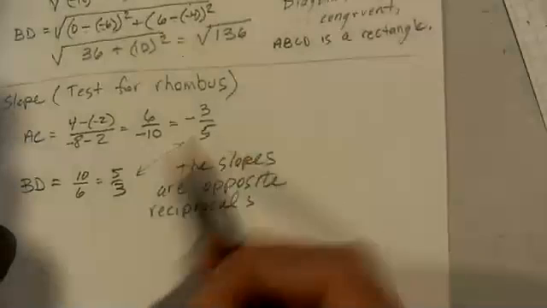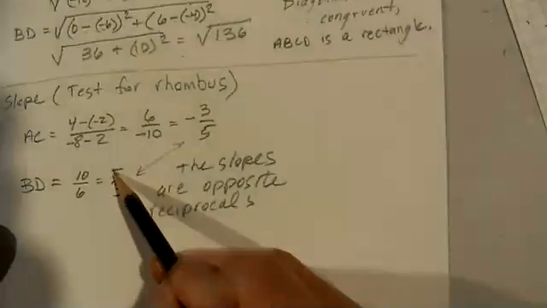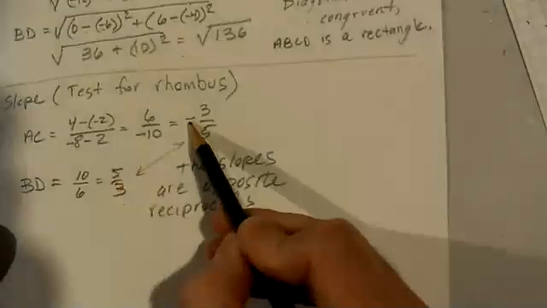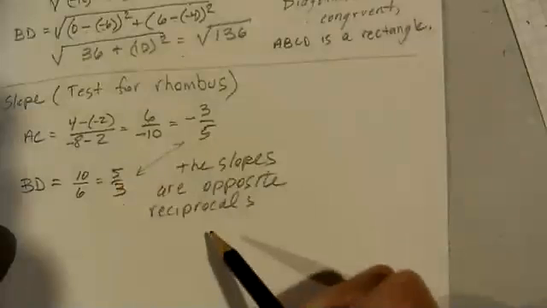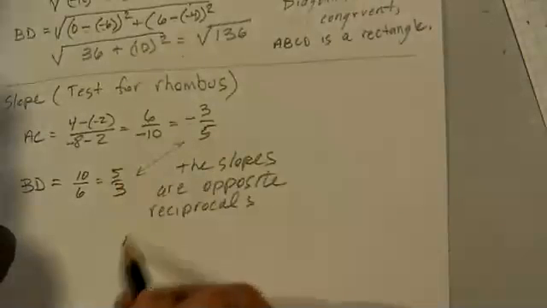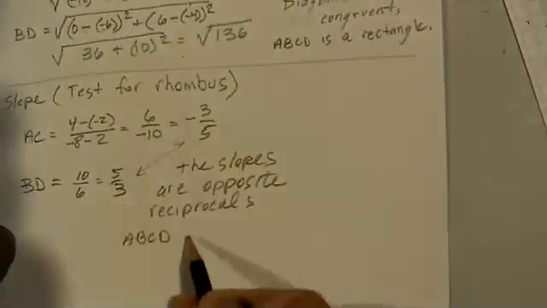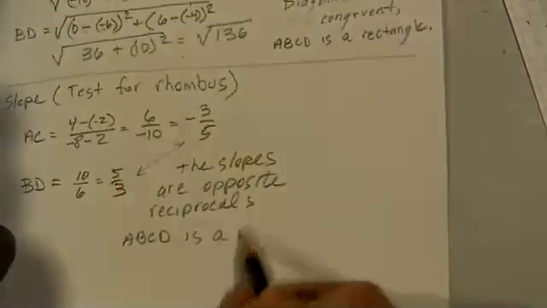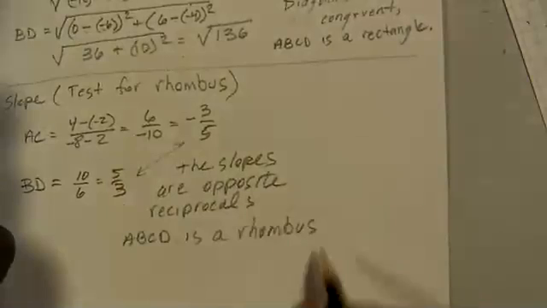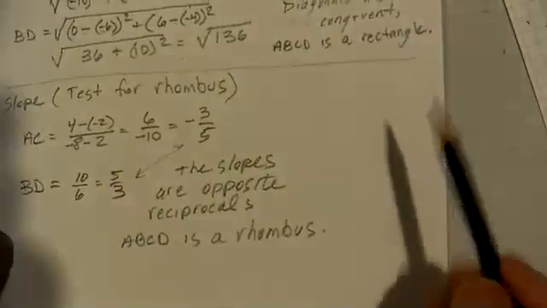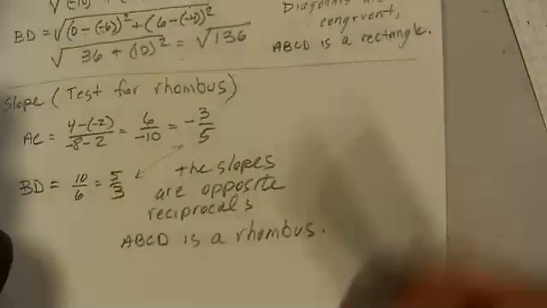We know they're opposite reciprocals because we have 5/3 and -3/5. So those are opposite reciprocals. So ABCD is a rhombus. All right, now it is a rectangle and it's a rhombus.